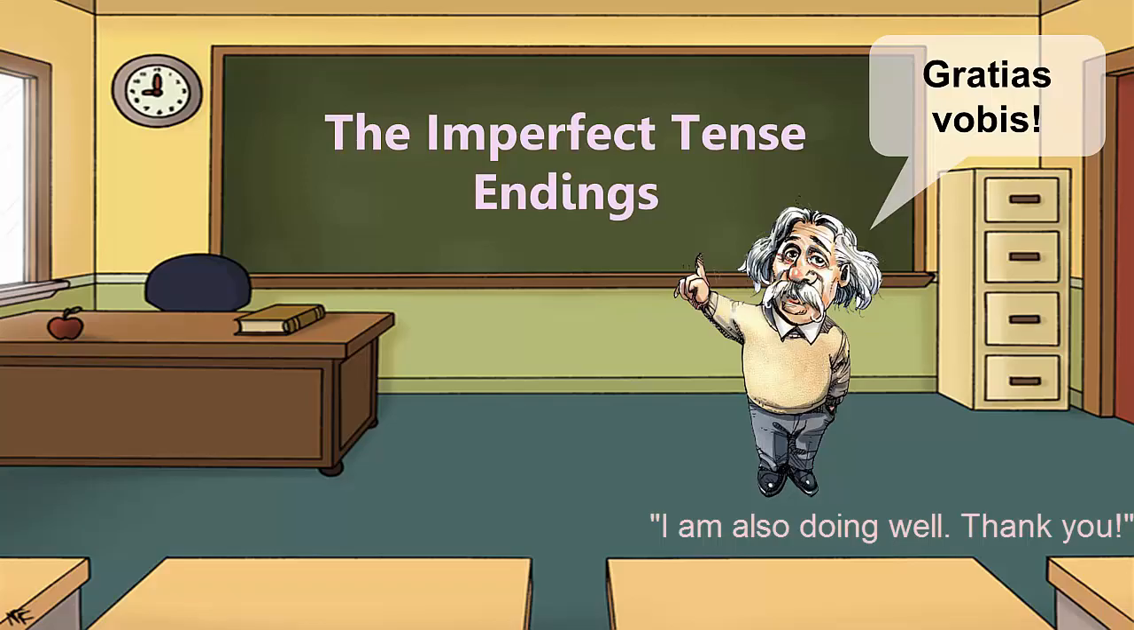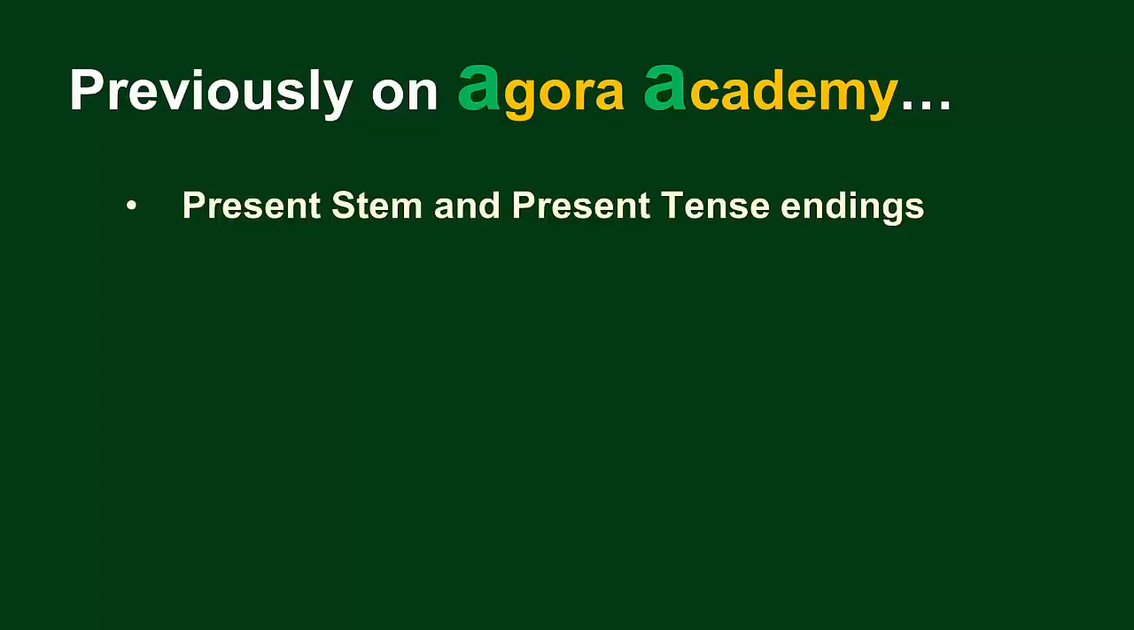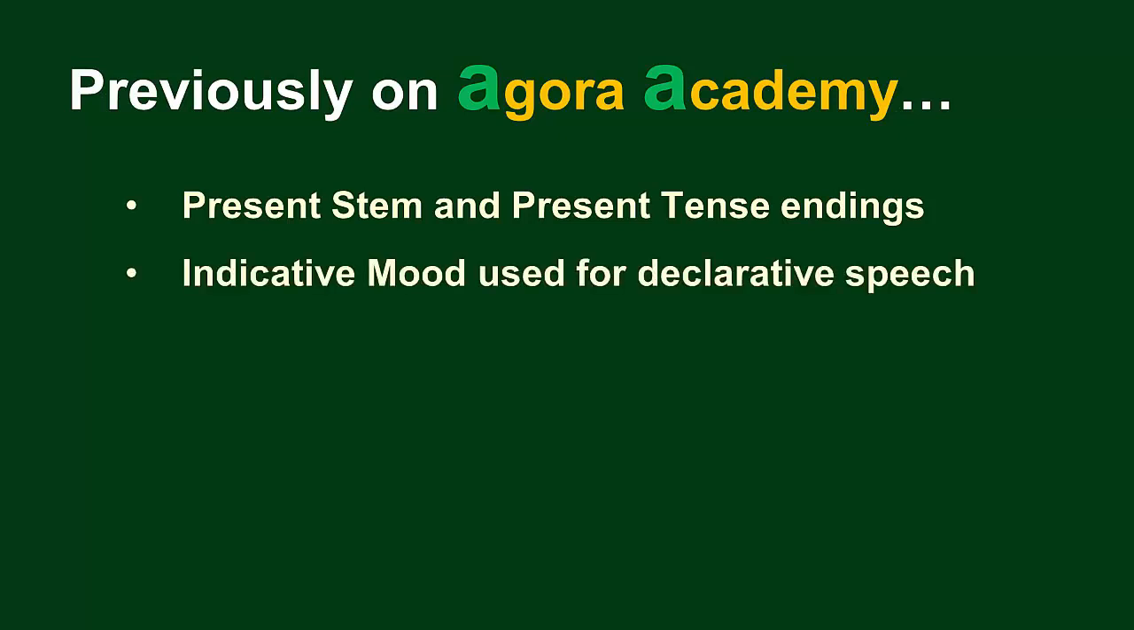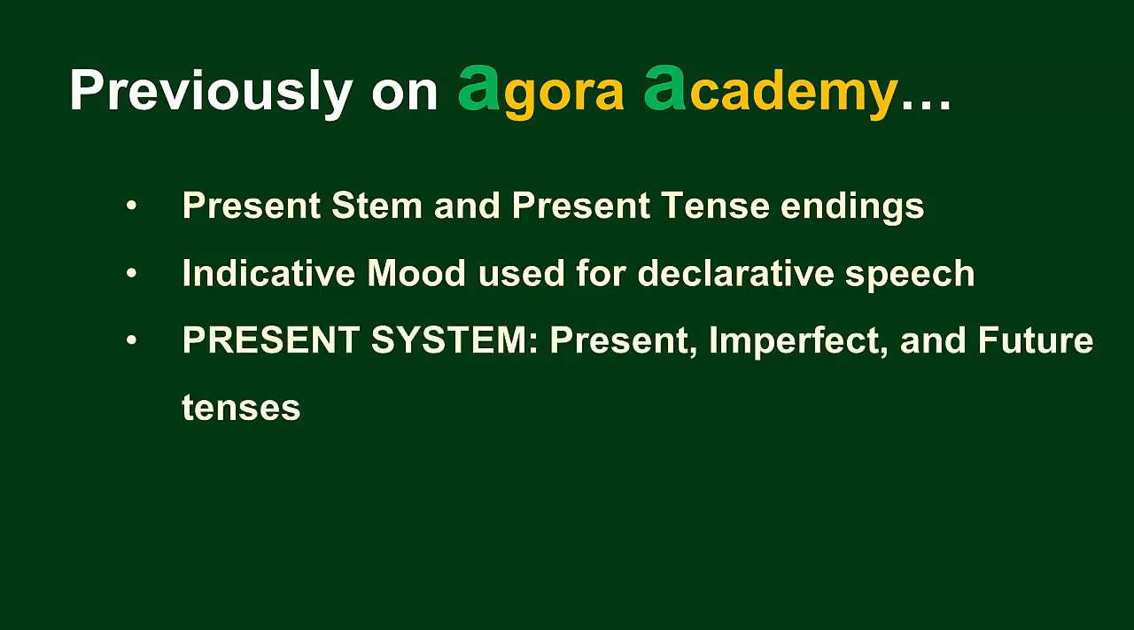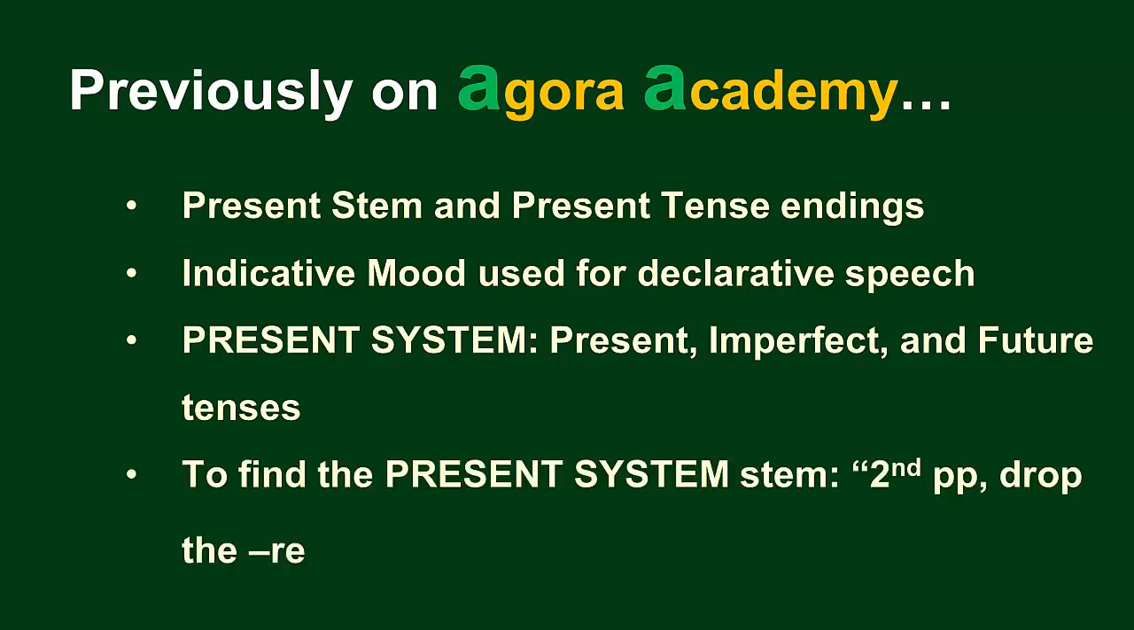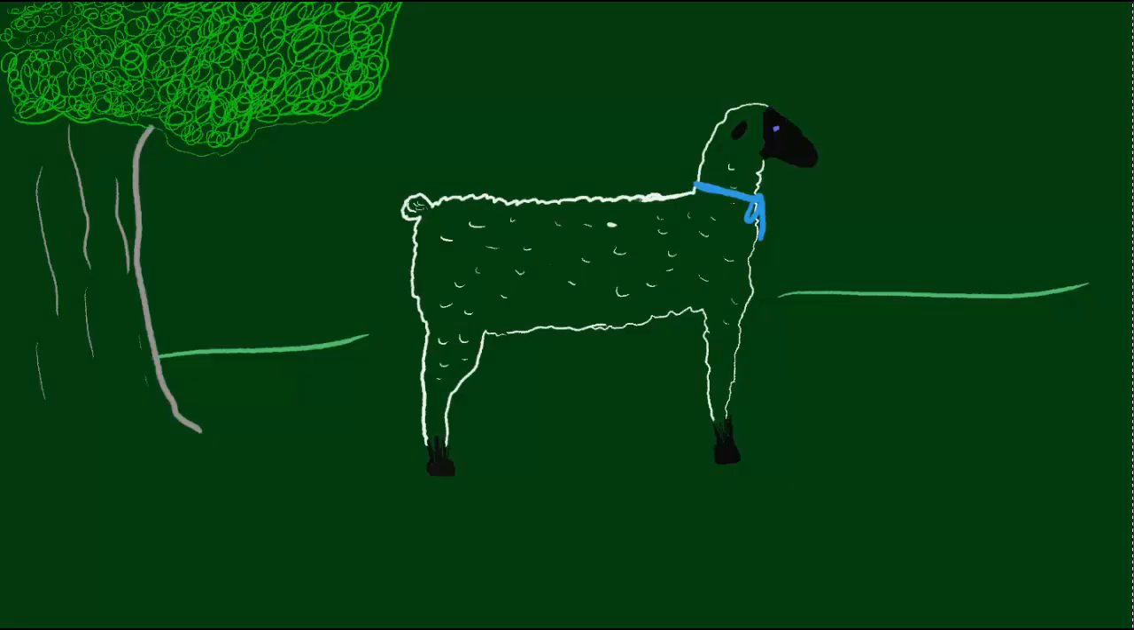Gratias vobis. Last lesson, we reviewed the present stem and the present tense endings. We also learned that the indicative is used for direct, declarative speech, and that the present system is comprised of the present, imperfect, and future tenses, which are all united by the fact that they all use the same present stem that is found by going to the second PP and dropping the RE. Today, discipuli, we are going to talk about sheep.